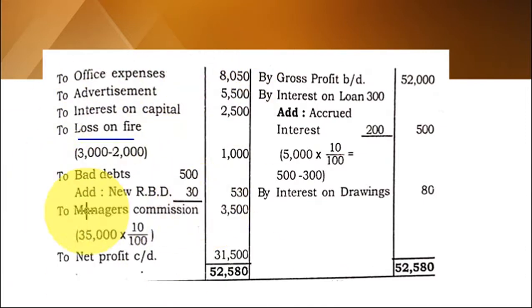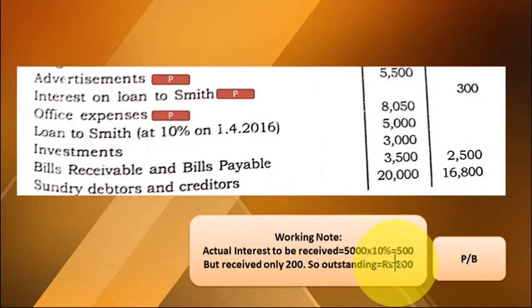Then to bad debts 500, and new RBD 30 rupees. Here by gross profit brought down. First thing you have to write is by gross profit brought down. Then interest on loan. The total interest that we are supposed to get is how much? 500, right? We have to receive 500, but we received only 300. So 300 we received, outstanding 200. Total 500 we have to receive.